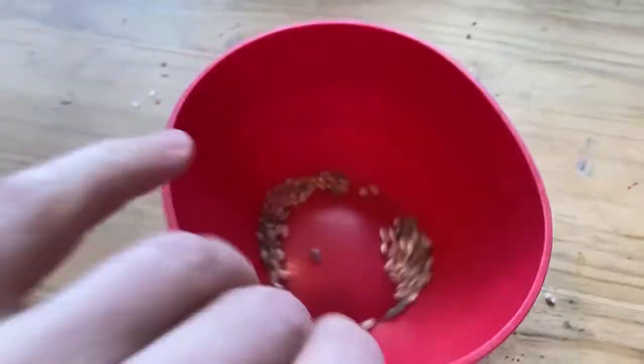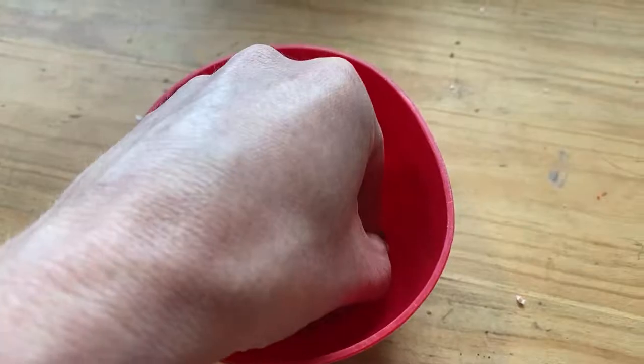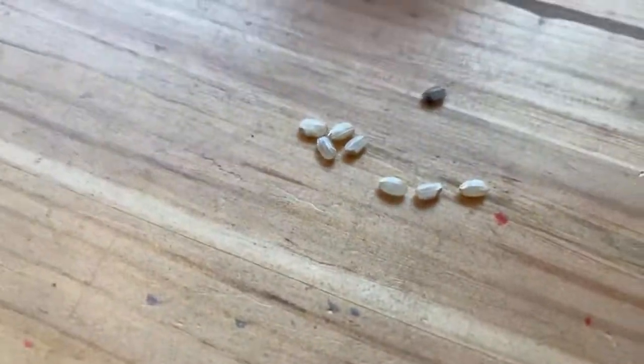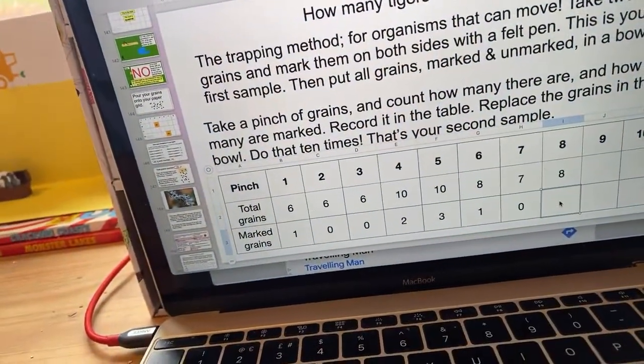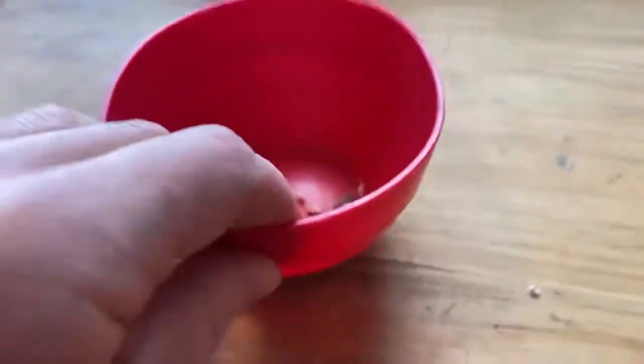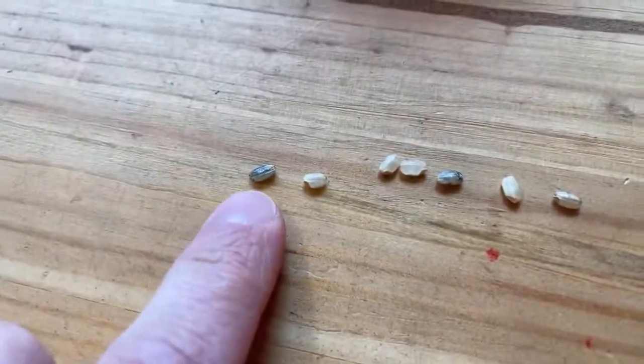Right, I've got 3 more pinches to go. If you're working much faster than me and you finish, you could be thinking, how on earth is this going to get us to a place where we can estimate how many tigers are in the population altogether? How? Because don't forget, obviously, we're going to be able to count our grains quite easily, but you might have absolutely no idea how many tigers are in your forest or how many wolves there are where you are.